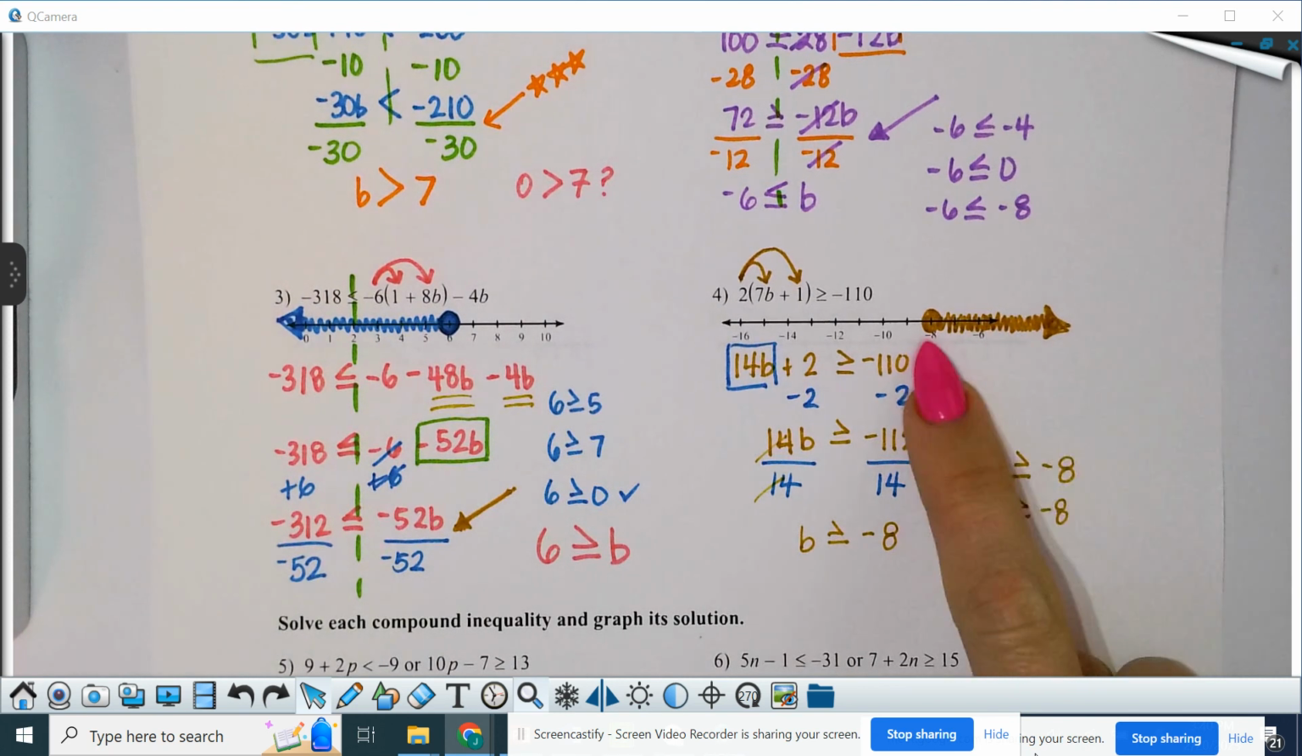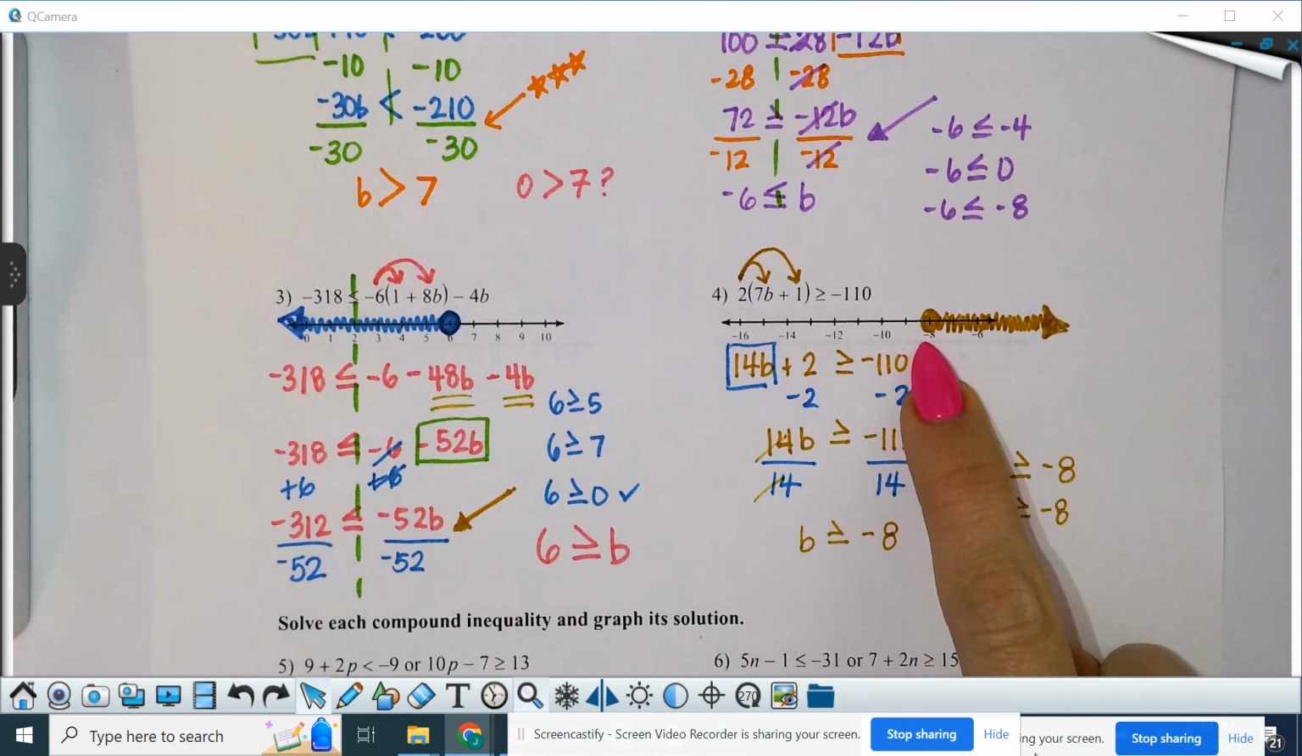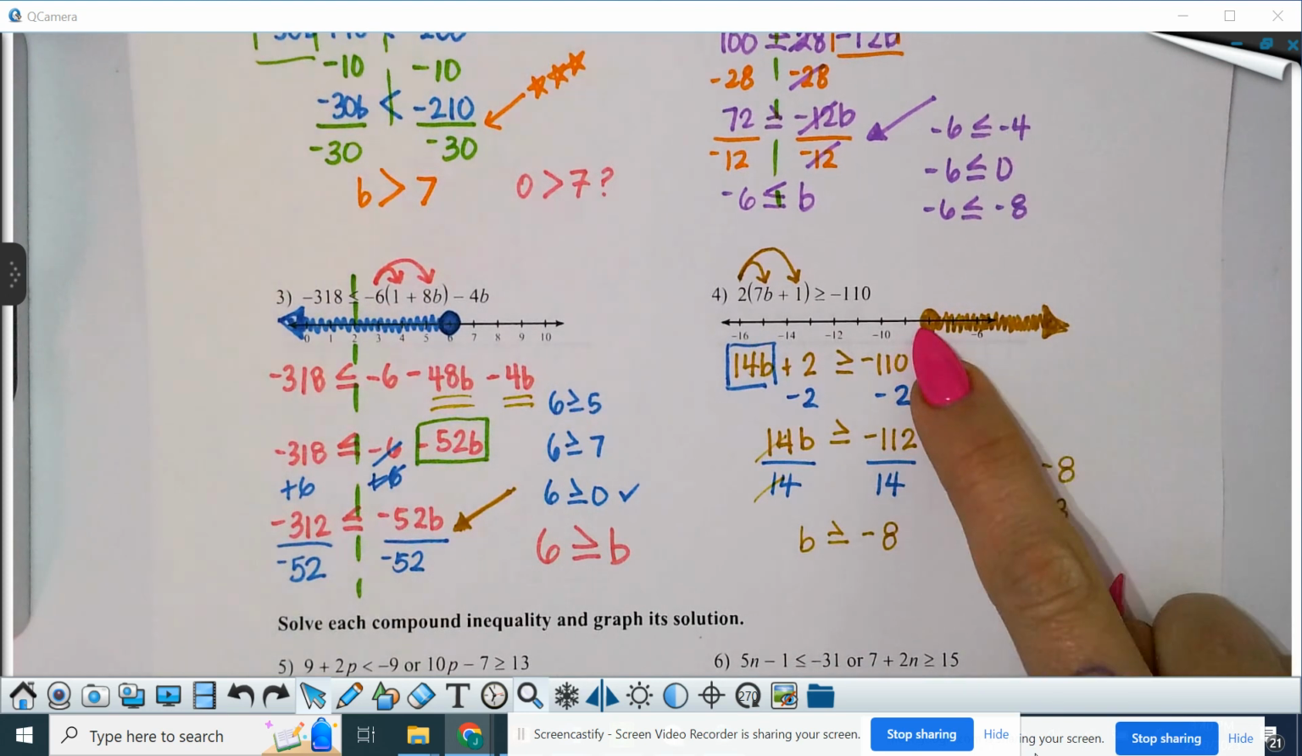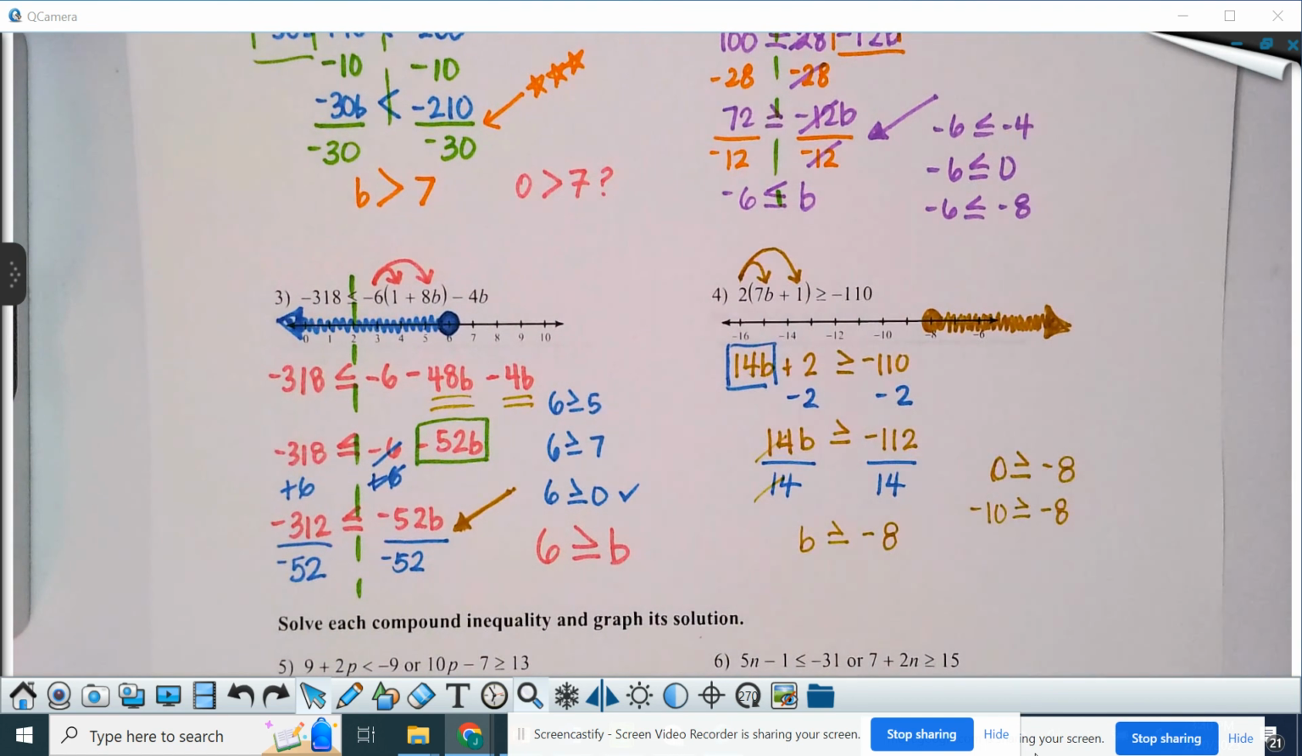Is negative 8 a solution to this inequality? It would be yes, because it has the equal to. Had it been just greater than negative 8 and there was an open circle, then negative 8 is not a solution. It has to be a solid circle. Okay, solid circle has to be.